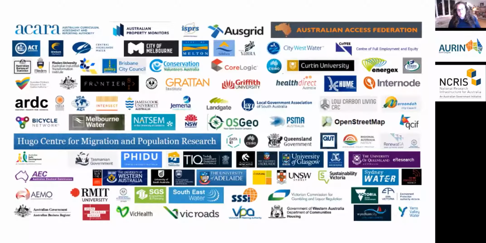And then there's federal, state, and local government departments, all providing data that they have on their jurisdictions through AURIN to all researchers to be able to interrogate and access in one location. We also have some data from a lot of non-profit organisations. For example, the Bicycle Network, they gather a lot of data on cycling and bicycle use across Australia, and we help them capture that data and make it available to researchers.